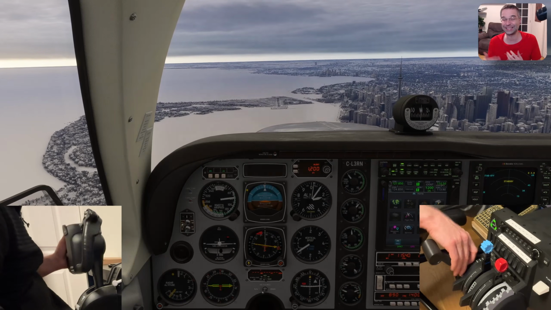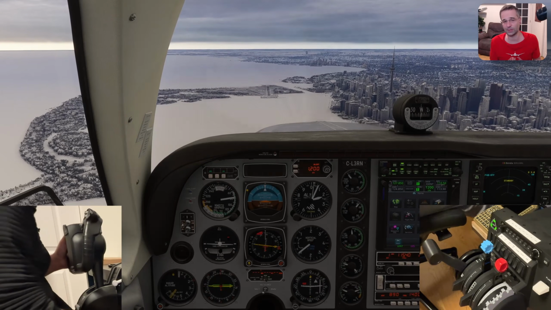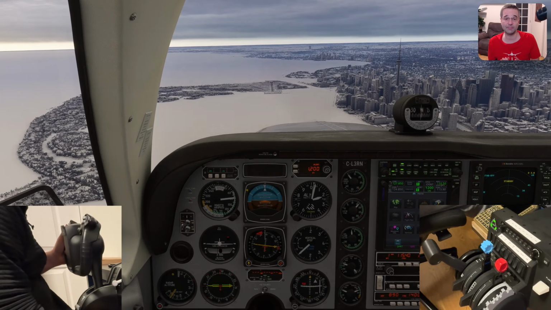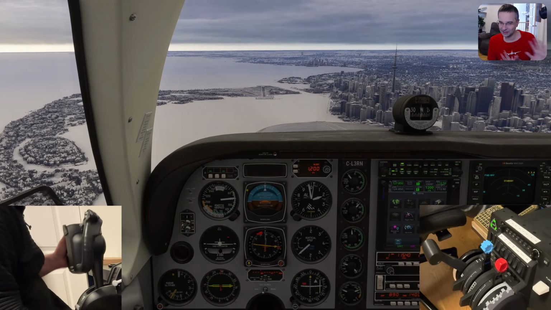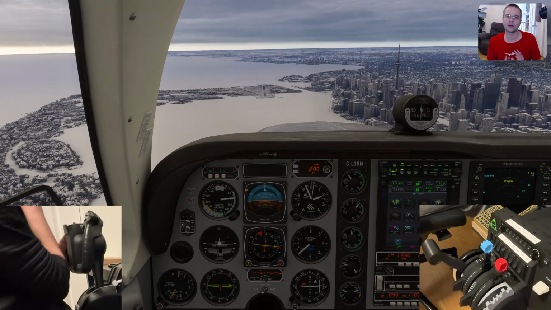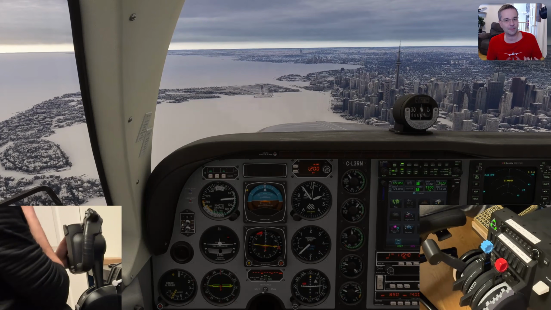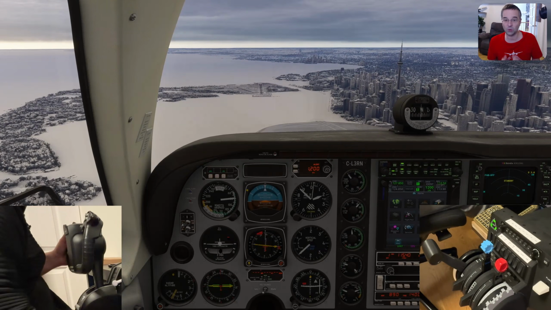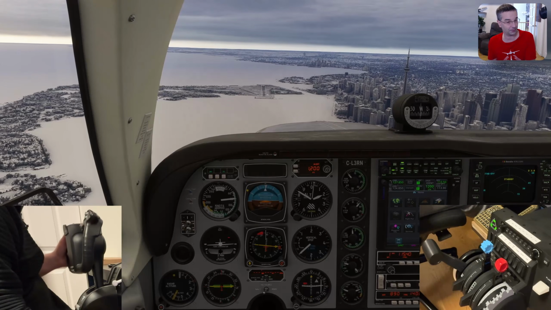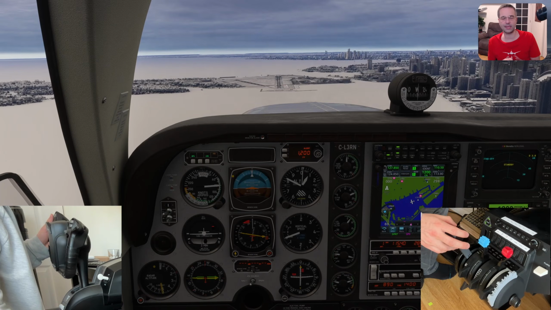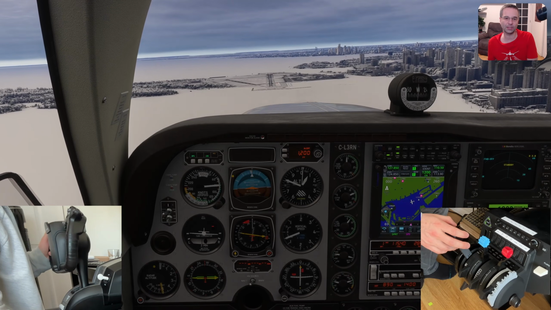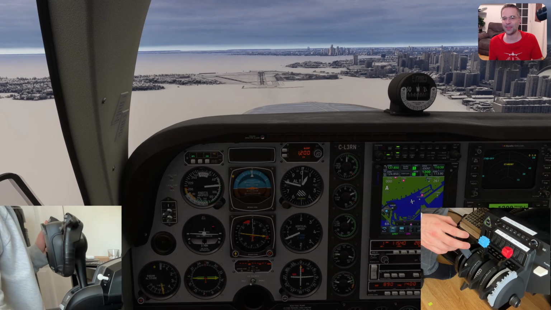So if we needed to descend even faster or to slow that down, it would really just be a matter of changing our power setting. I know I've been a little bit repetitive here, but I really wanted to emphasize how spending time understanding pitch and power and how they work together helps you not just on approach like this, but in every phase of flight.